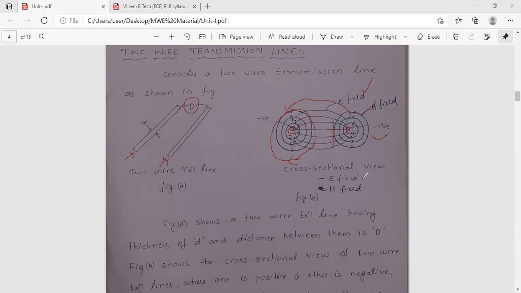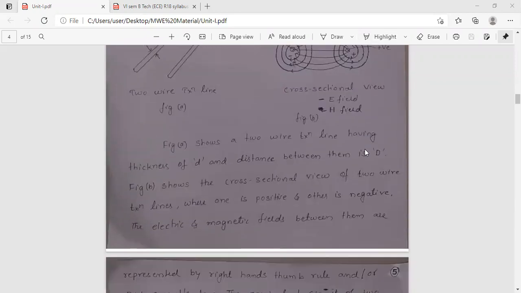These are the magnetic field and electric field which are produced. You can take a screenshot over here and write it in your notes. And this is how the fields are produced. And we can calculate the inductance and the capacitance of this particular two-wire transmission line by using the expression.